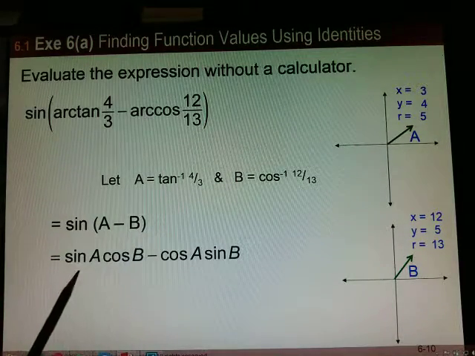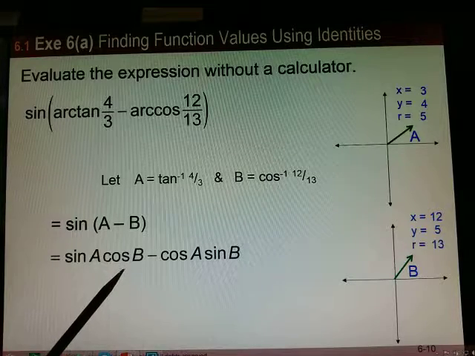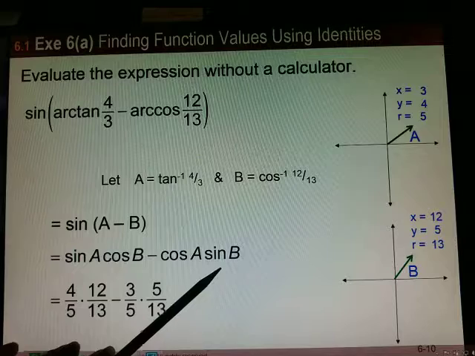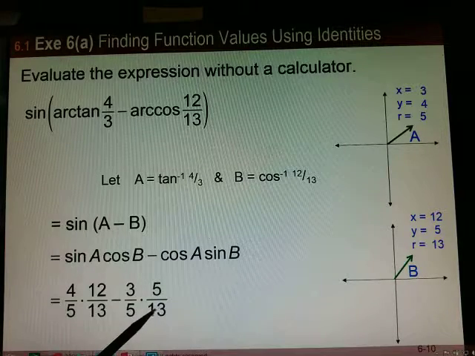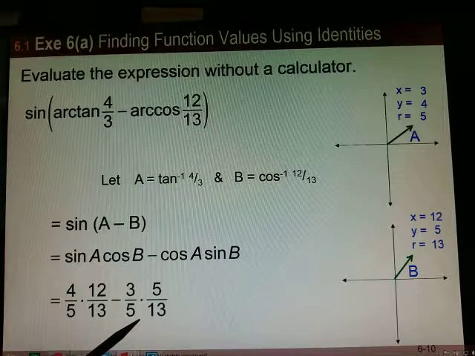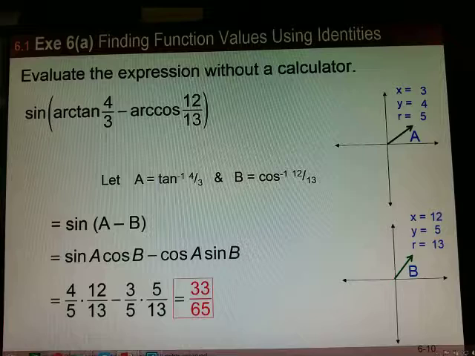The sine of A, you go to angle A, you choose your y over r. You go to angle B for cosine, choose x over r. Go back to angle A, the cosine would be x over r. And the sine, go to angle B and choose the y over r. And these are the values you get. This denominator is 65, and so is this denominator. The numerator is 48 minus the 15, and both of them are over 65.